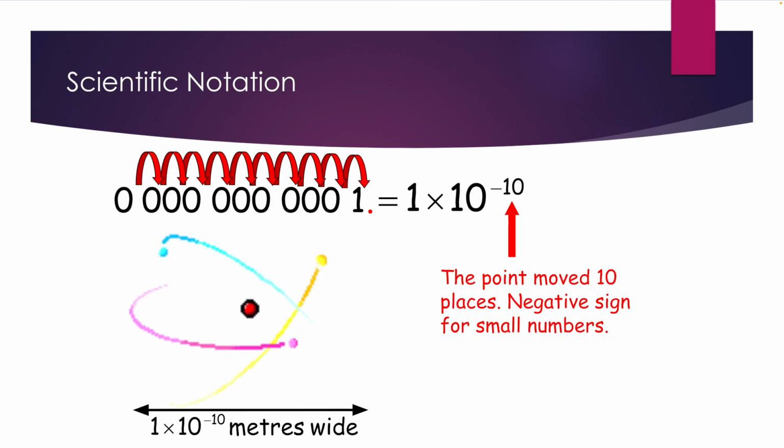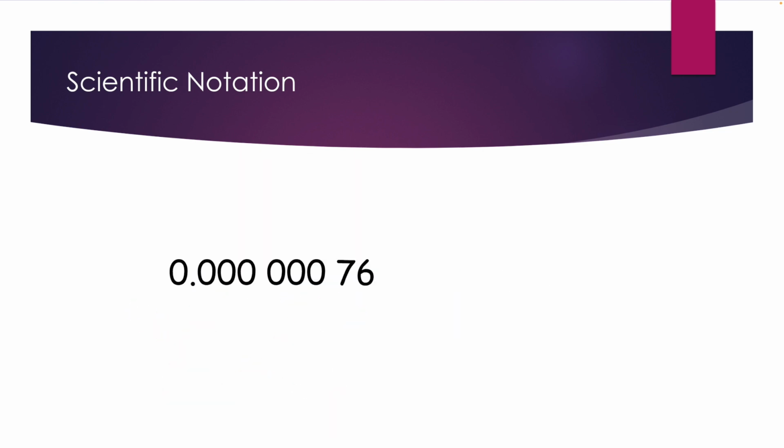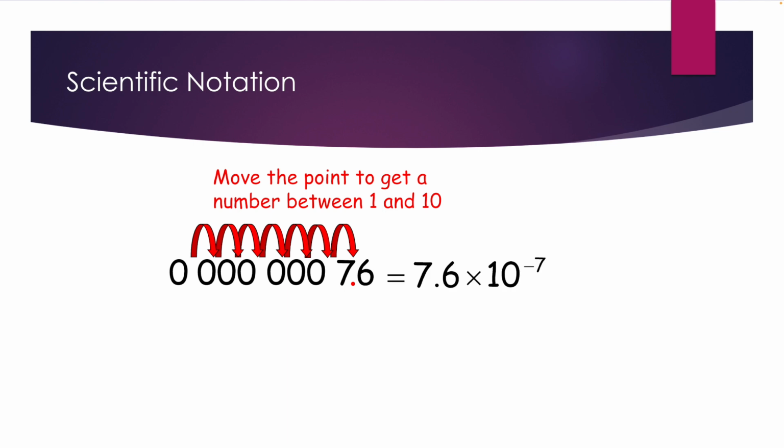And so that becomes obviously a much nicer and easier number to work with than trying to make sure that you include all the right number of zeros. So let's try this one. Again, I want to move the decimal point to get a number between 1 and 10. So in this case, I'm putting it right here between the 7 and 6. So let's count 1, 2, 3, 4, 5, 6, 7 spots. So I get 7.6 times 10 to the power of negative 7.